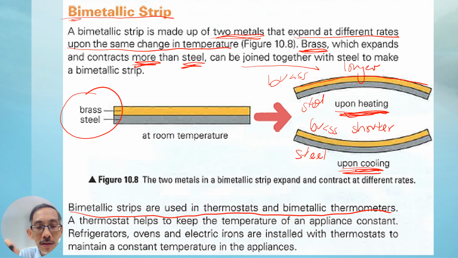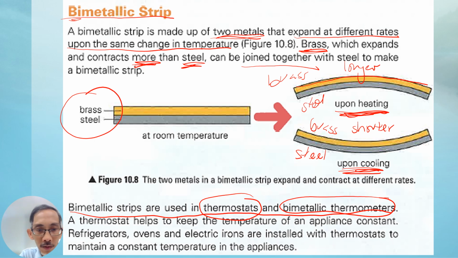It's actually used in places where you don't really see them. Okay, it's inside the devices. So one of them would be your thermostat. The other one is actually a bimetallic thermometer. Of course, earlier on we didn't mention that there's such a thermometer, but now you know.